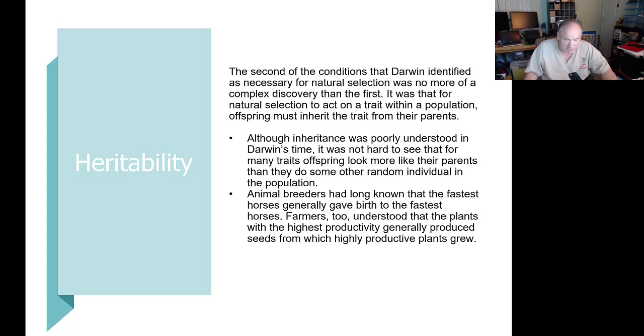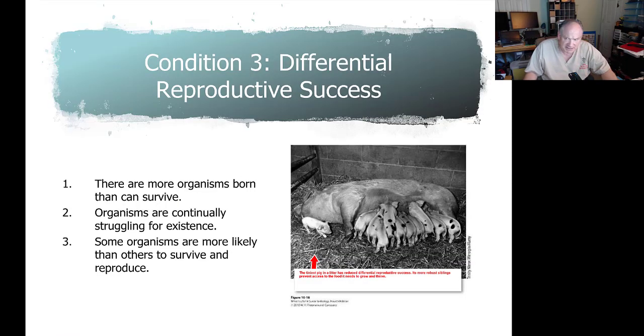Animal breeders have known this for a long time, way back, with Gregor Mendel providing that sort of background. Gregor Mendel predicted certain things, and farmers, of course, could utilize those types of predictions, and it's been handed down to us. So farmers understand that plants with the highest productivity generally produce seeds with the highest productivity, and that's important. So condition 3 is differential reproductive success. This was perhaps the hardest one of the 3, but let's see how well we can do with this.